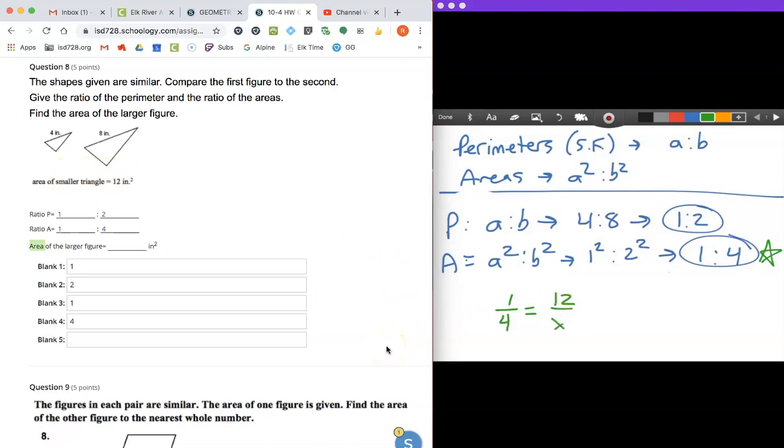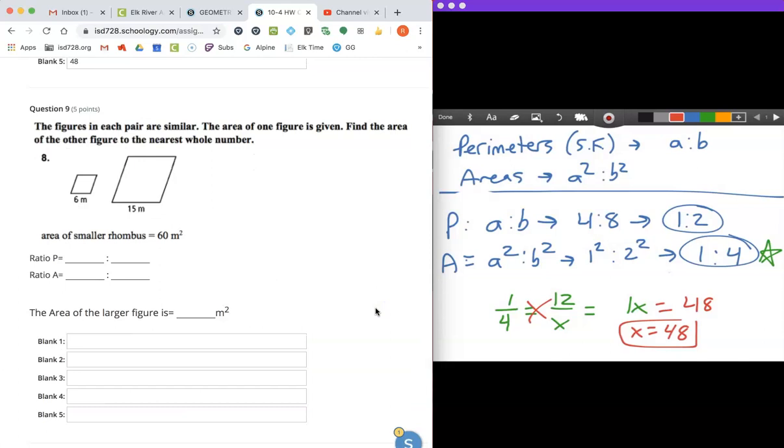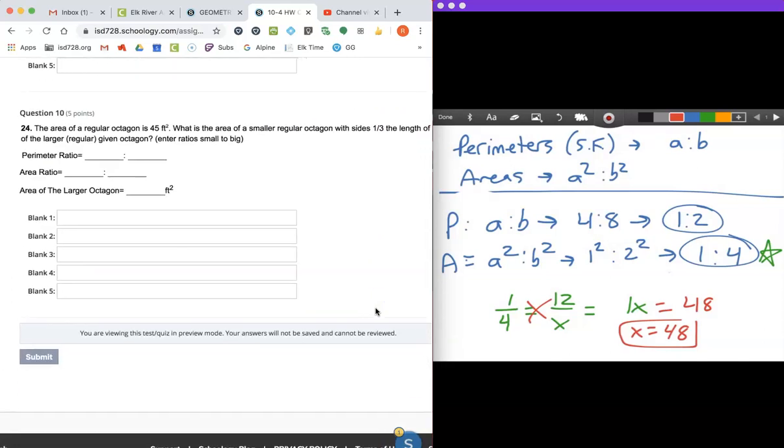All right, so that's 1 over 4 equals 12 over x. So 1x, when I cross multiply, 1x is equal to 12 times 4, which is 48, which means x is 48. That one didn't solve too tough. And then that one's the same steps. Let's do the very last one together.